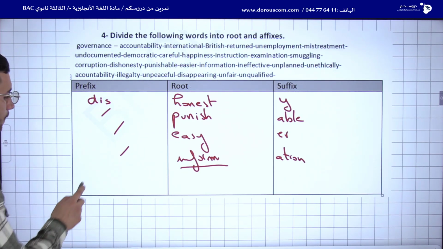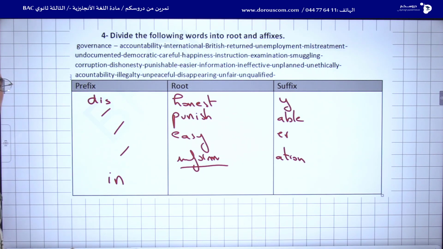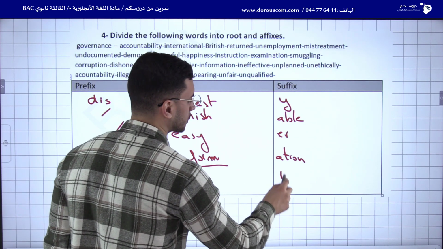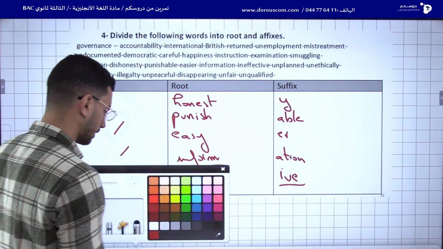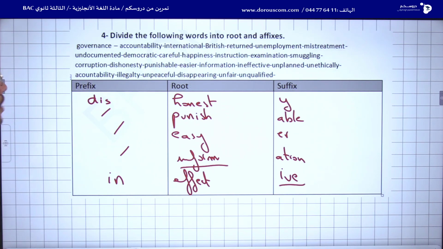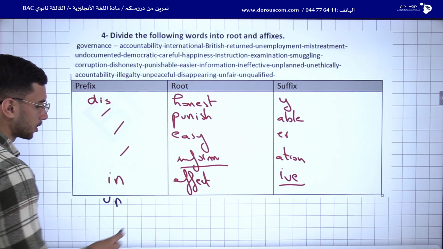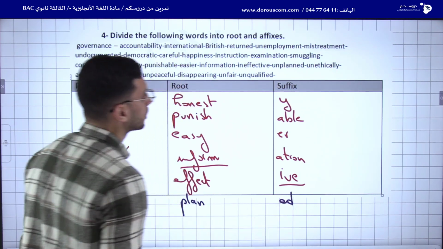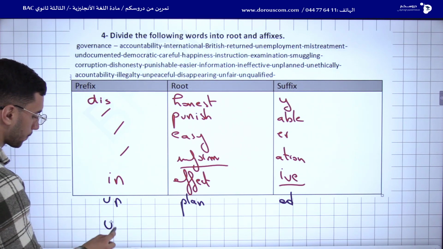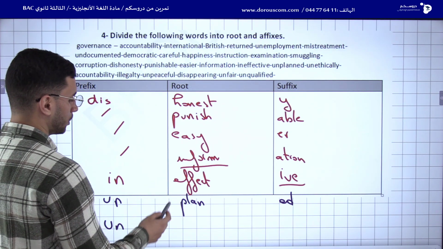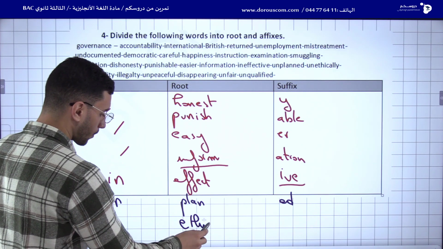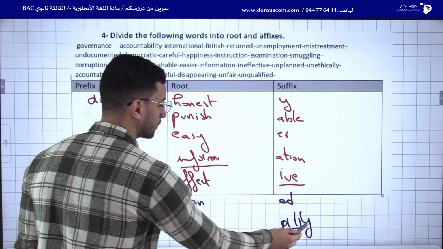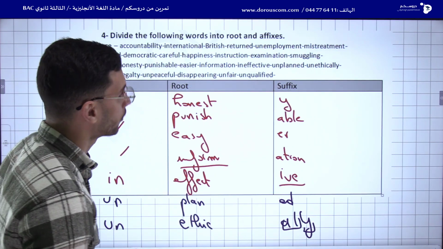We have ineffective. Very good. Here the in is a prefix, and effect is the root of the word, and ive is the suffix that forms an adjective. Okay, what do we have also? We have unplanned: un as prefix, plan as root, and ed as a suffix. Ethically, we have un as prefix. We have ethic as a root, and we have al and ly as suffixes, al for the adjective and ly for the adverb. Great.